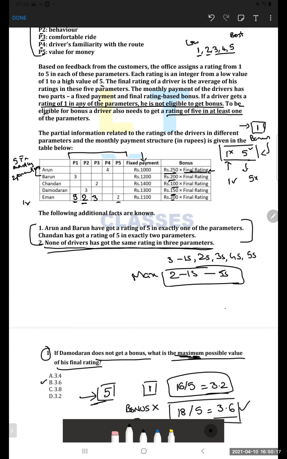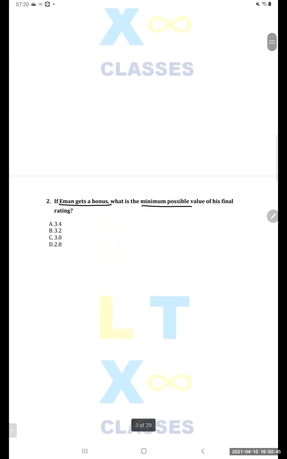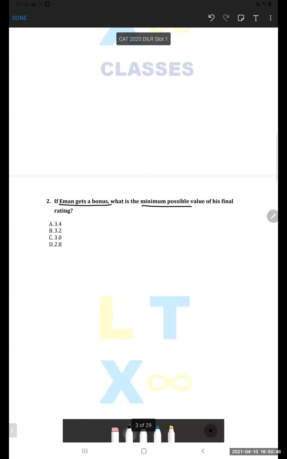Okay, what will be the other rating if I'm solving for the minimum? 3, sir. Do I need to give him 4, 5 or 3? 3, sir. Okay, now what is the summation coming out to? 15, sir. The summation is 15 and the average is 3. So the answer is C.